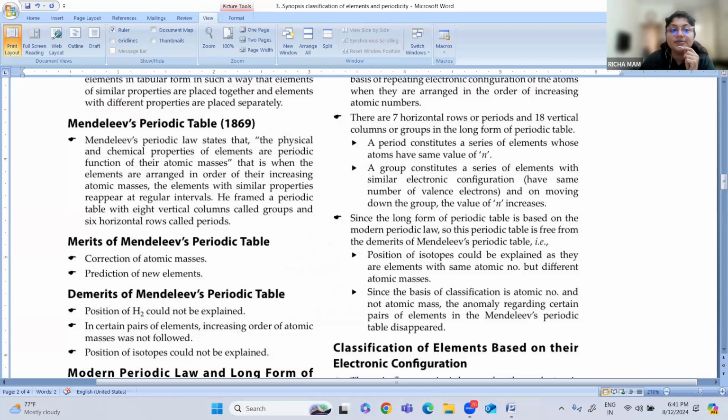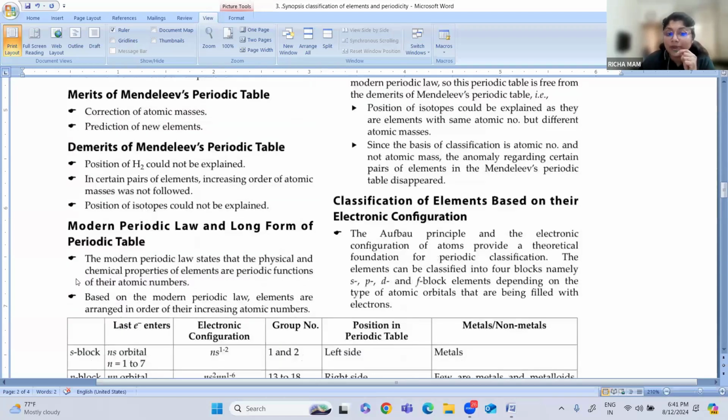Because of the disadvantages of Mendeleev's periodic table, a modern periodic table was adopted. Modern periodic table, or modern periodic law, is also called the long form of the periodic table. So what was the law?